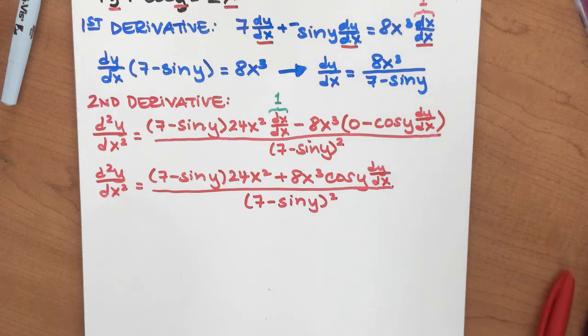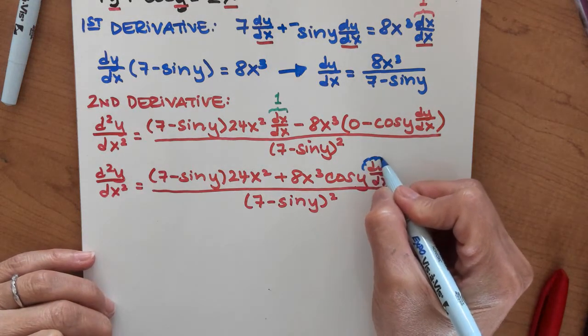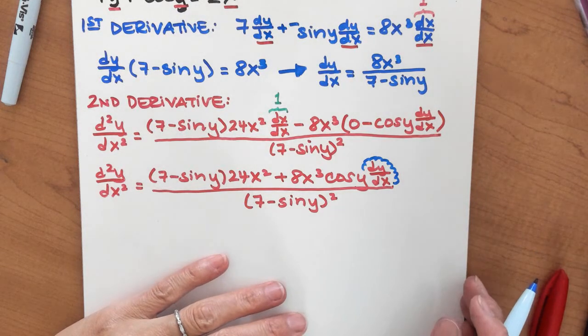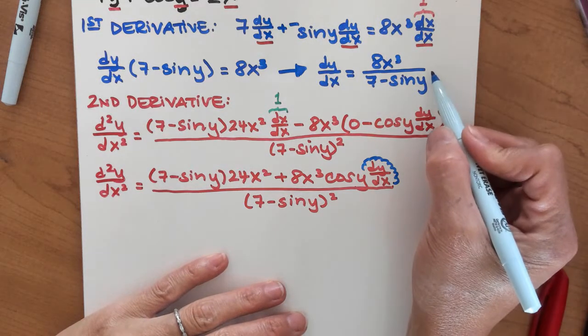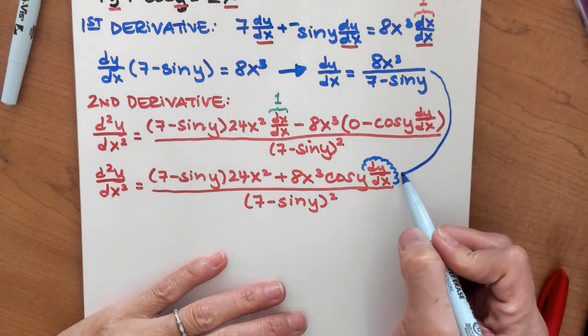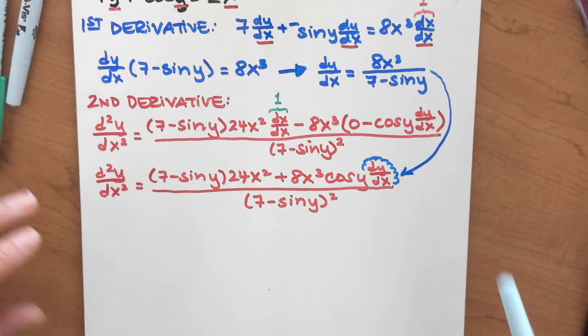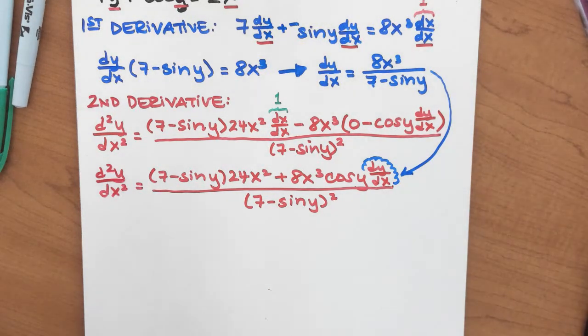I'm just going to point out one more thing. It's all cleaned up, except I still have this dy/dx here. Well, what is going to happen with that? I am going to plug my first derivative right in there. I know what dy/dx is. I found it up here.